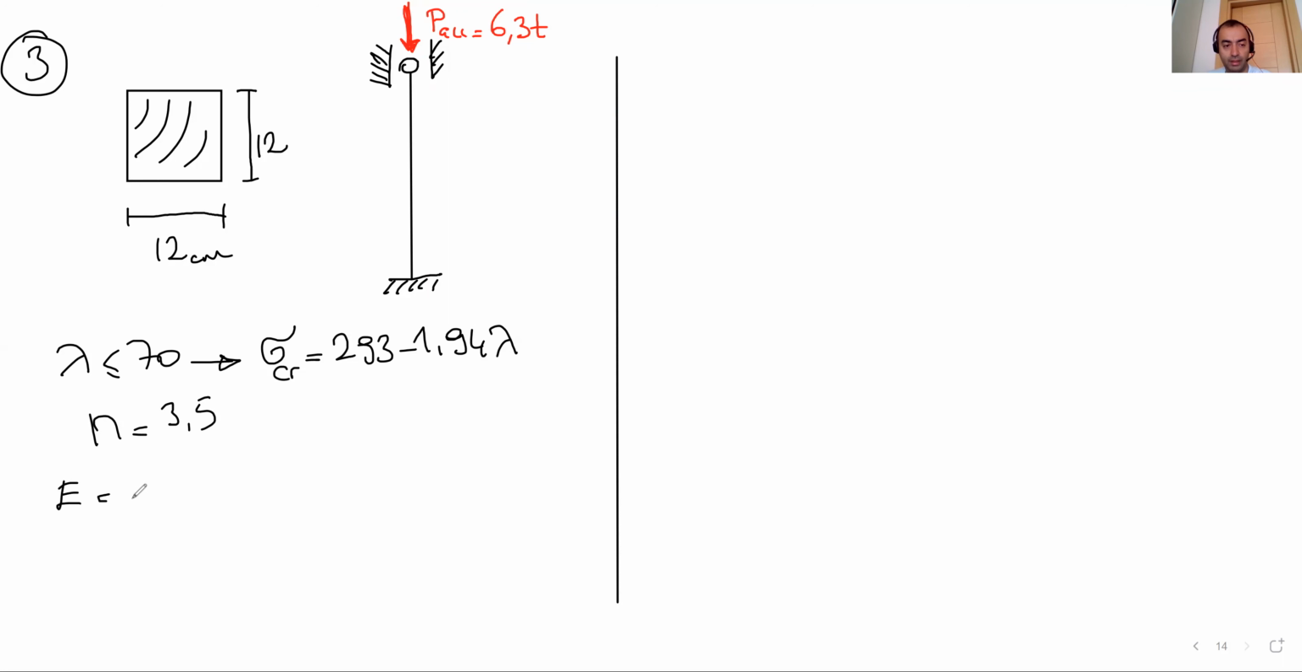Modulus of elasticity, E, is 10⁵, and sigma allowable. The question here is, to carry the 6.3 allowable force, what is the length of member?